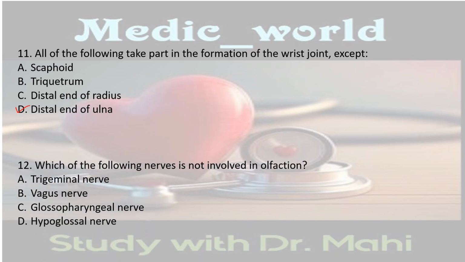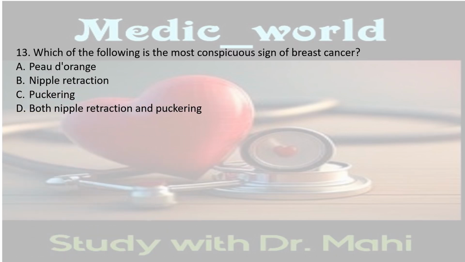Which of the following nerves is not involved in olfaction? The hypoglossal nerve is purely a motor nerve, and so it is not involved in olfaction. So the answer is option D, that is hypoglossal nerve. Next question. Which of the following is the most conspicuous sign of breast cancer? The most conspicuous sign of breast cancer is peau d'orange appearance. So the answer is A.